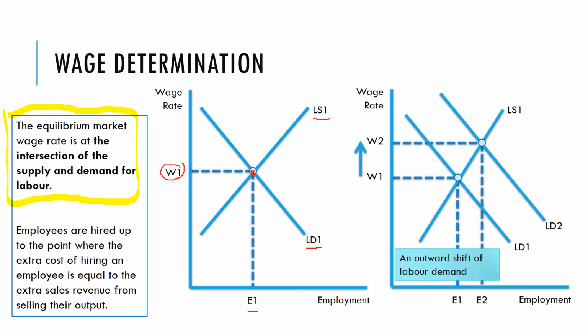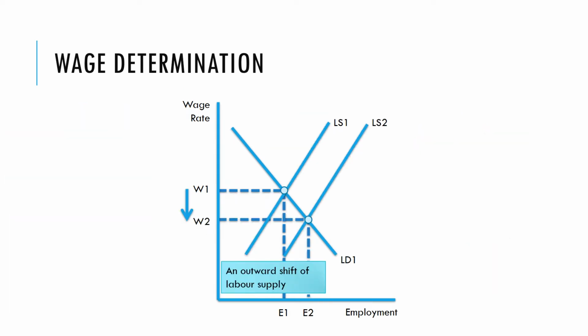And if there was to be an increase in demand for labour, then this would see a shift in the demand curve to the right, and this would move our equilibrium wage rate higher from W1 to W2. Similarly, if there was an outward shift in the labour supply, this would see supply rise to the right, and there would be a reduction in the wage rate from W1 to W2. So we can use shifts in supply of labour and shifts in demand for labour to illustrate what might be happening to wage rates in a particular market.